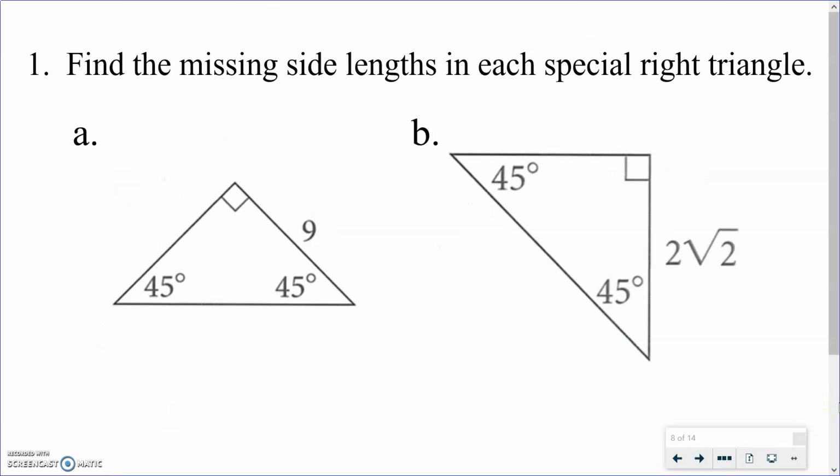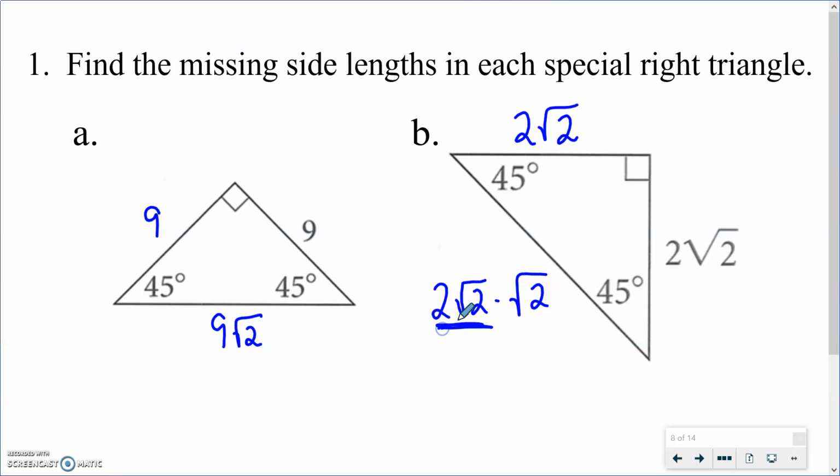So if this side is 9, and this is a 45, 45, 90, I know this side is 9, and this side is 9 square root 2. And same thing here. If this is 2 square root 2, then this is 2 square root 2. And this is 2 square root 2, it's kind of tricky, times the square root of 2, since that's the leg length, which actually gives us 2 square root 4, which simplifies, the square root of 4 is 2, to 2 times 2, which is just 4, is that side length. Okay, so that was kind of a tricky one.